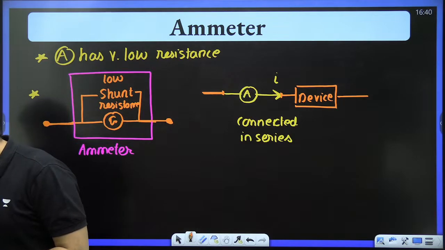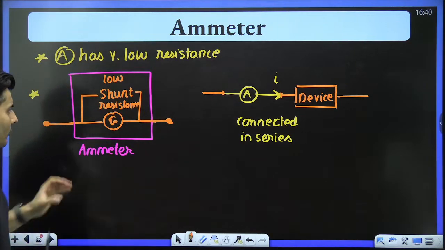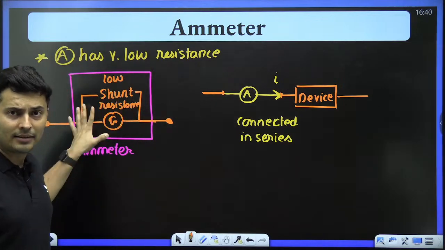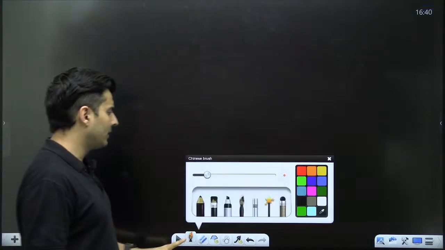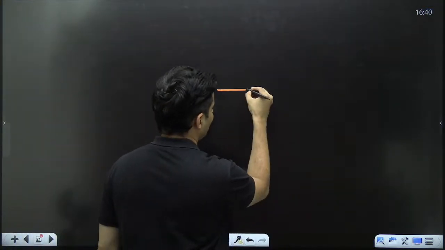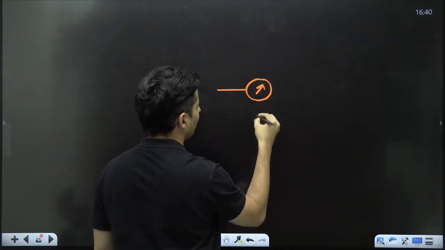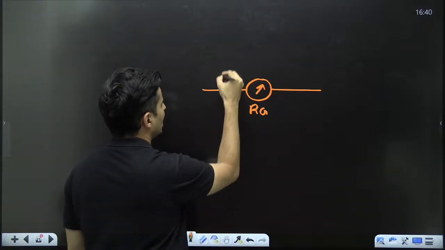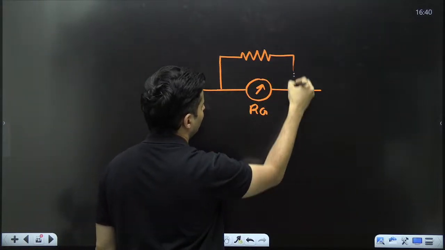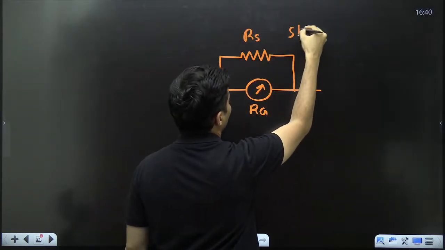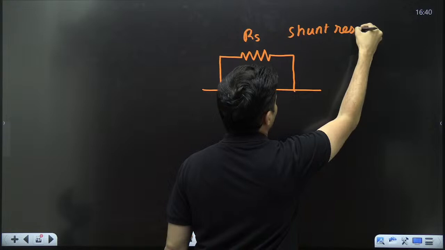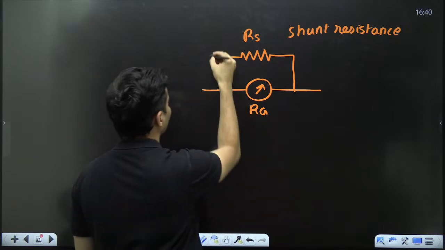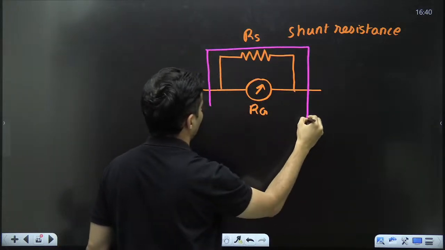Exactly. Now, what exactly are the formulas, the working and other diagrams that you should know inside an ammeter? Let's go to that. Let's start by drawing the galvanometer first. This is your galvanometer. It has some resistance Rg. We connect a shunt. Shunt means parallel. This is called the shunt resistance. Together both of them is my ammeter.